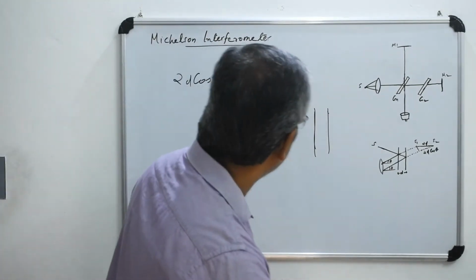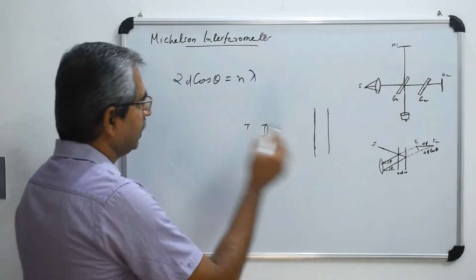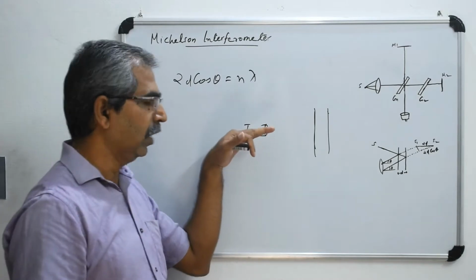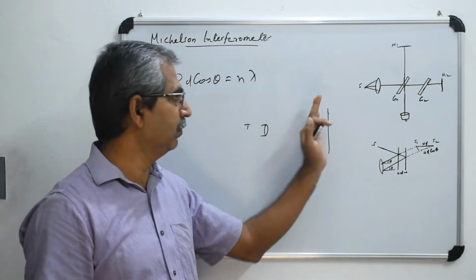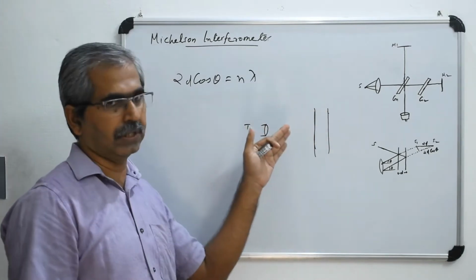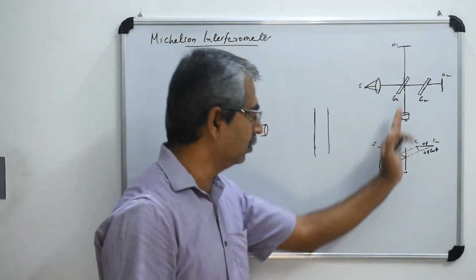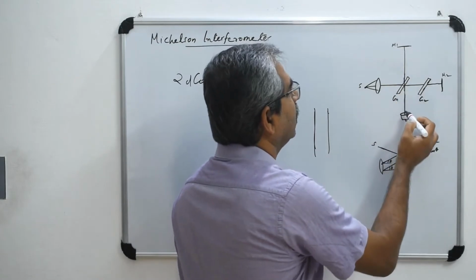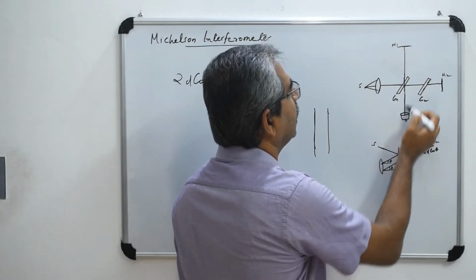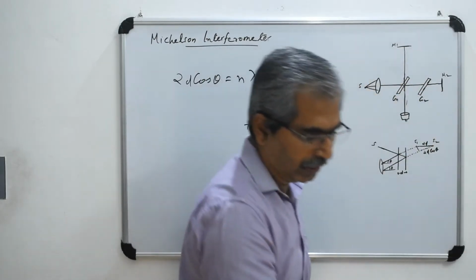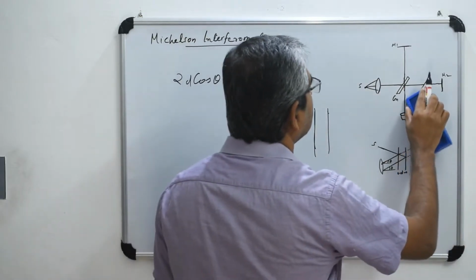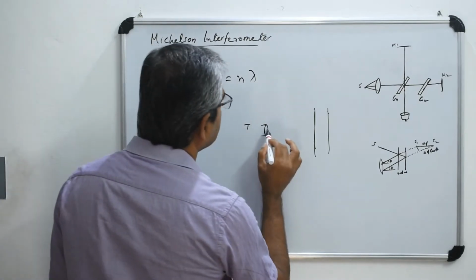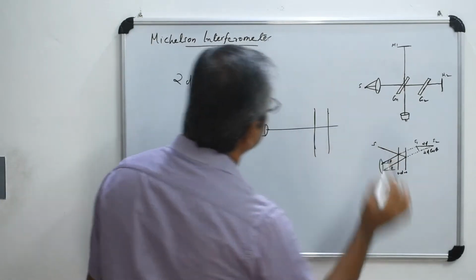This theta is the angle of observation, that means along which direction you are observing the system. You are looking through the telescope. You can look directly at this one, or you can have a slight angle, looking in a different direction. That is what I am drawing here. So this is the horizontal direction.